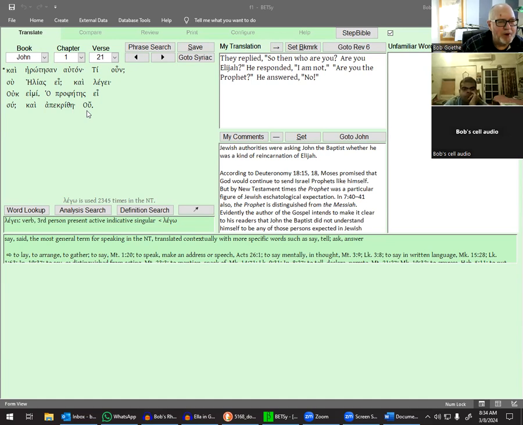We're going to talk about punctuation and we're going to talk about paragraphs. So this verse, John 1:21, illustrates the three kinds of punctuation that we see in Greek texts. The first thing is the period, and it works the same way in Greek as it does in English. It just finishes a sentence.